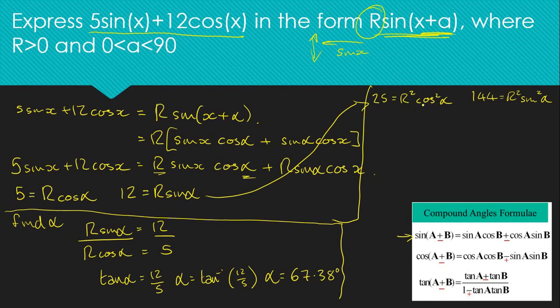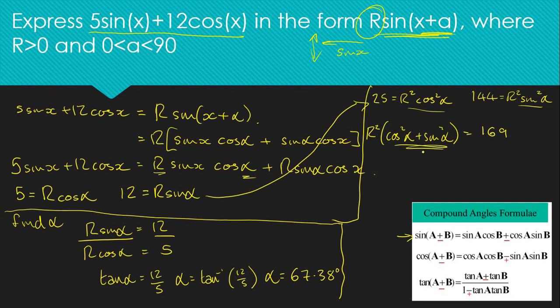If I add this r squared cos squared alpha to r squared sine squared alpha, that must equal the exact same answer as 25 plus 144. Okay, so I'm going to do that, and I'm also going to factor out the r squareds when I add them together. So I'll have r squared, lots of cos squared alpha plus sine squared alpha, equals 25 plus 144, which is 169.